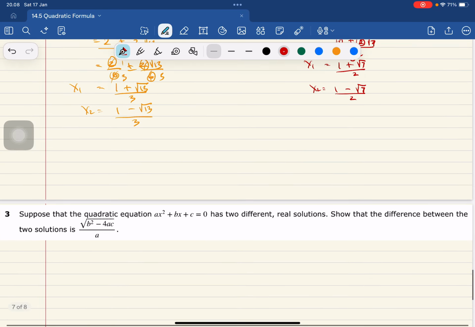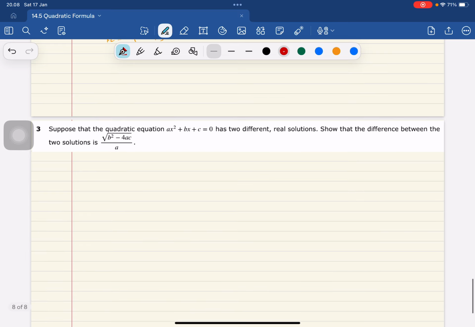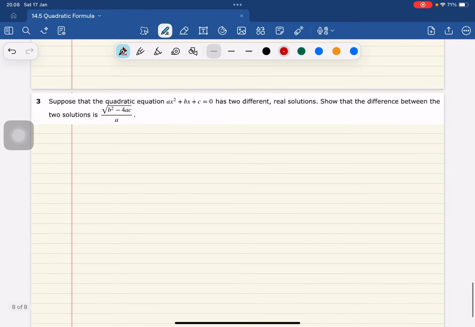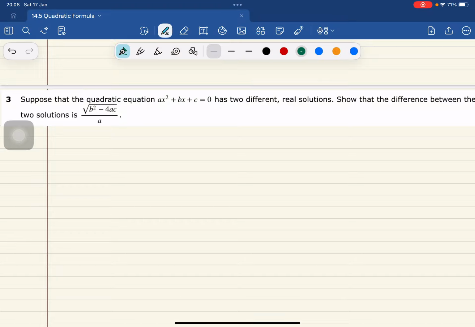Okay, suppose the quadratic equation ax squared plus bx plus c equals 0 has two different real solutions. Show that the difference between the solutions is... Okay, so the quadratic equation has two different real solutions. So the solutions must be minus b plus minus square root of b squared minus 4ac, we divided by 2a.